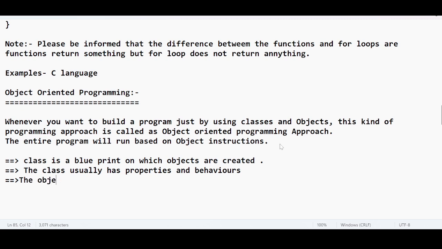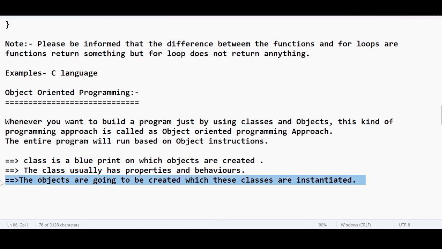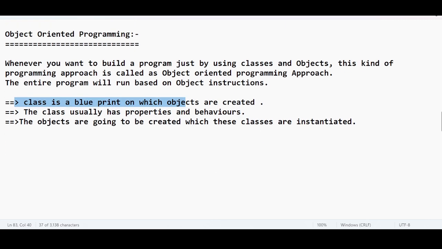The objects are going to be created when this class is instantiated. So it is not making any sense for you. I understand that. Okay, so we'll give you the justification for all these 3 lines. No worries. Okay, so it is completely readable, I guess.